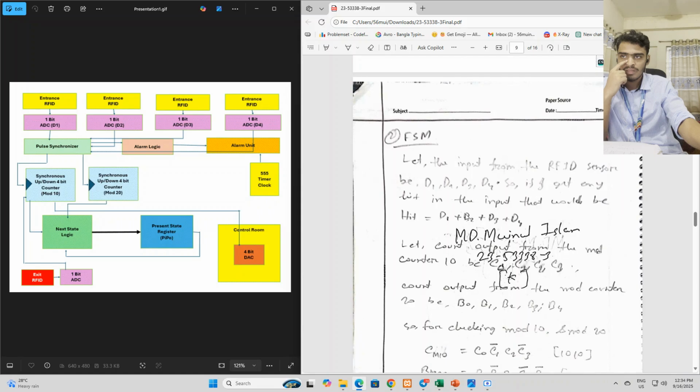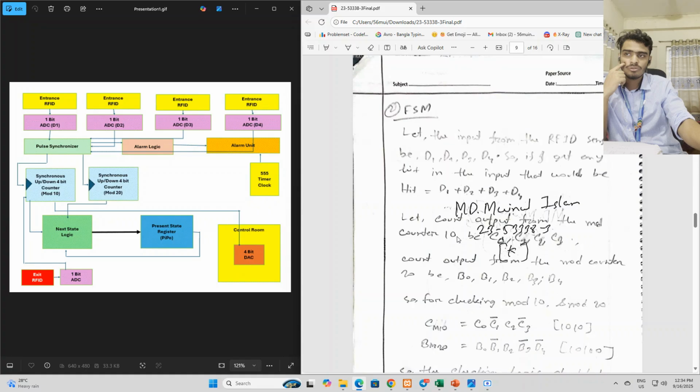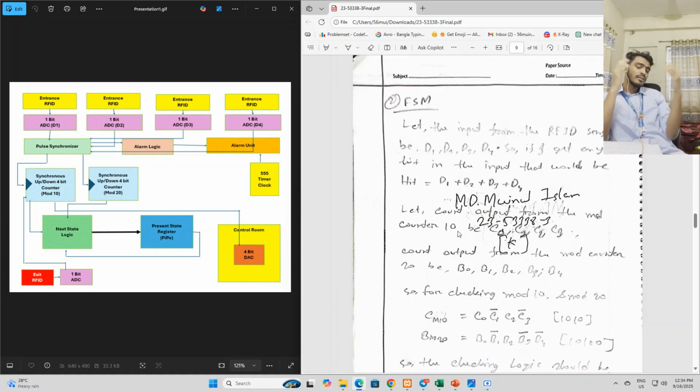Okay, someone is trying to enter, fine. Then we need the count output from the mod counter. We have logic that more than 10 people cannot stay on the platform at a time. So if the platform passenger count is 10, we cannot let anyone into the metro station. Also, only 20 tickets are issued. So if the ticket count is already 20 and someone tries to enter again, that means someone is trying to do fraudulent activities or something like that, because only 20 tickets are issued by the authority.